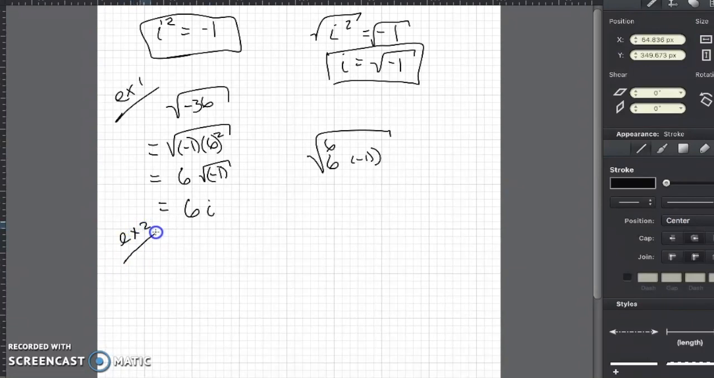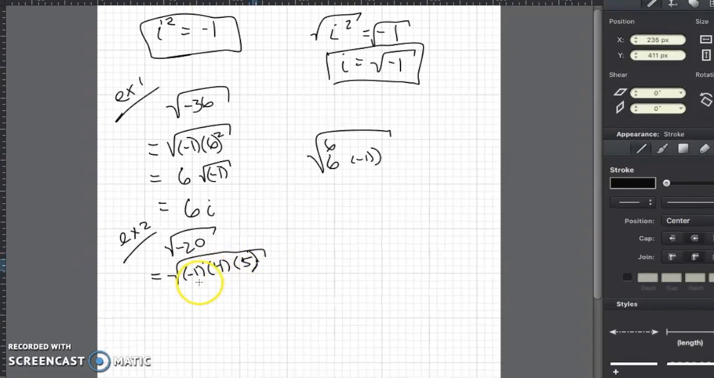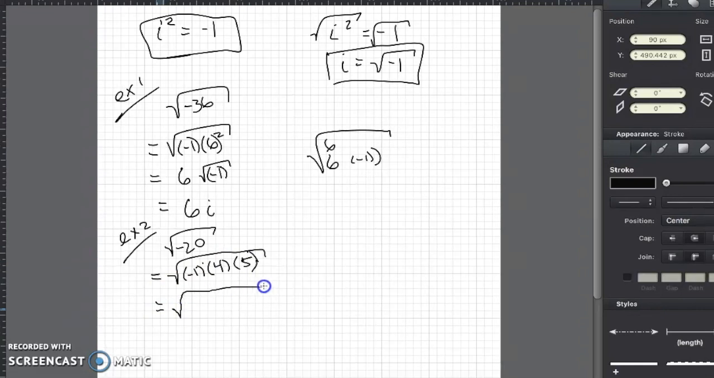Another example, I want to do another example where not everything is so neat and pretty. Let's do, how about the square root of -20? Okay, so again, I have a lot of things going on in here, not a problem. I'll separate the -1 first. That leaves me with 20. I'll break that up into 4 and 5. And I don't see any squares yet, but that's just because they're hiding. So I'm going to say -1, 2 squared, and 5. Okay, so there's my square right there.